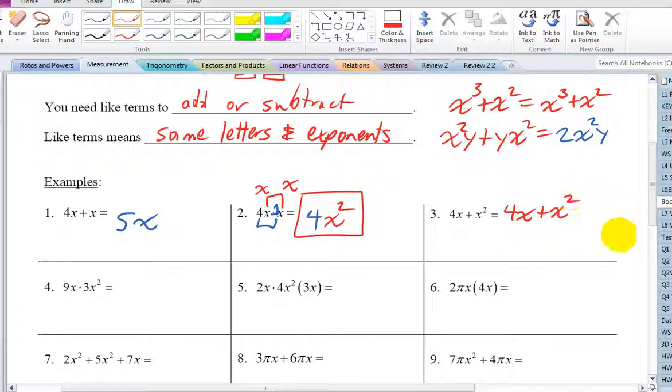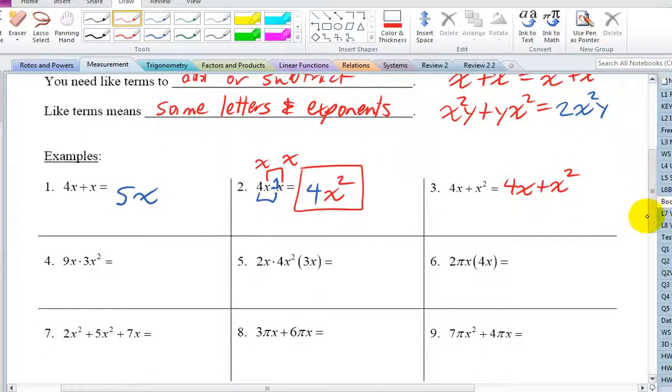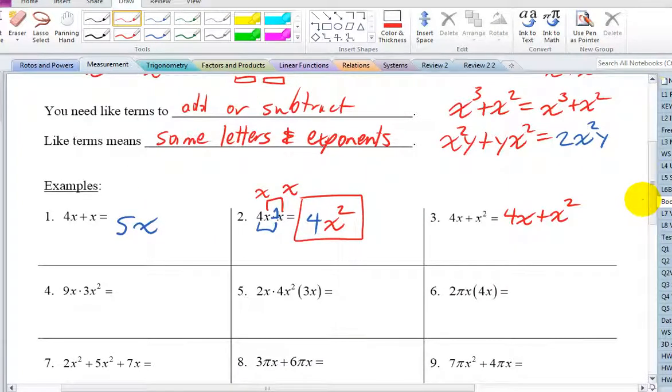Okay. All right, 4, 5, and 6 are talking about multiplying. So you multiply coefficients. 9 times 3. 9 times 3 and x times x squared. What do you get? 27 x cubed. Okay, apply that part to 5 and 6 now.